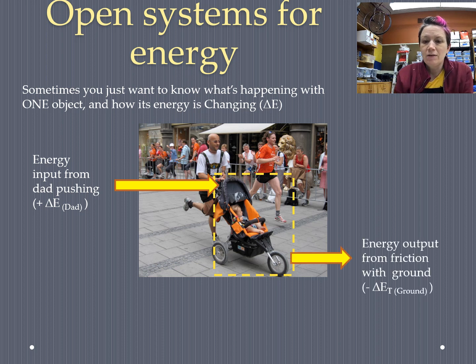There's also energy leaving that stroller system. Because it's rubbing along the ground, there is an energy output, or a negative delta E, from the friction of the stroller rubbing against the ground. If these are the only energy inputs and outputs, then the delta E for the stroller, the overall change in the stroller's energy, is going to be the delta E from the dad, take away the delta E from the ground.